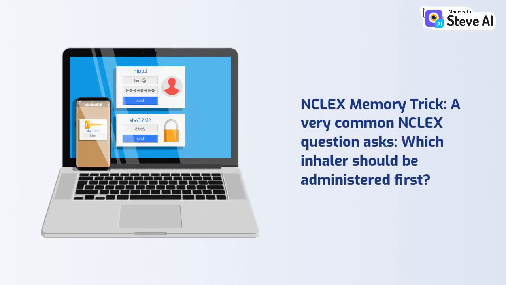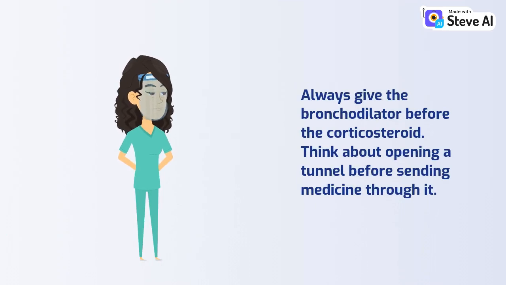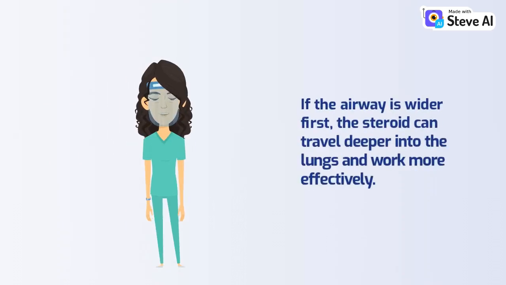NCLEX memory trick: a very common NCLEX question asks, which inhaler should be administered first? Always give the bronchodilator before the corticosteroid. Think about opening a tunnel before sending medicine through it. If the airway is wider first, the steroid can travel deeper into the lungs and work more effectively.